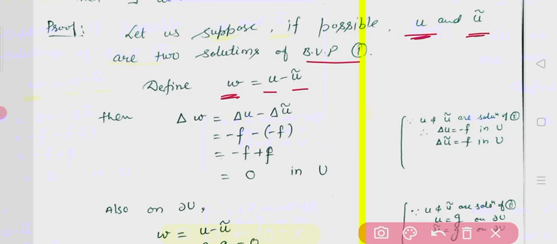So if u is the solution of the boundary value problem, so what does it mean? That means delta of u will be equal to minus f in U. And if u tilde is also a solution, so you will say that delta of u tilde will be equal to minus of f in U, right? So that means if we take delta of w, that will be equal to delta of u minus delta of u tilde. But this is also a solution, this is also a solution, so what is its value? Minus f, and what is this value? Minus f. So minus of minus f, that will give zero. So delta of w we got zero in U.